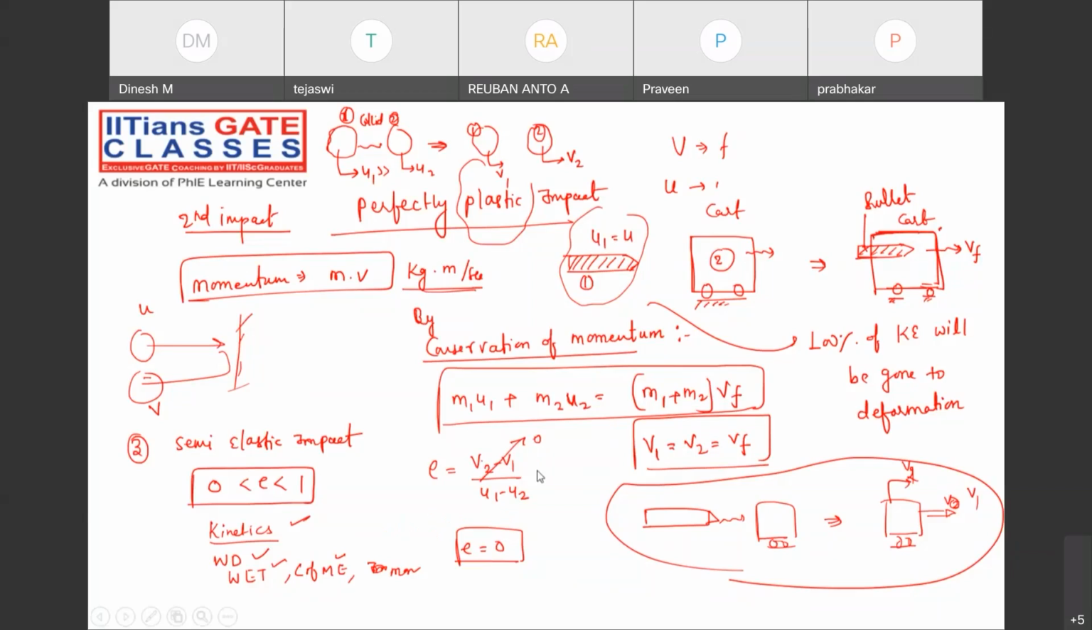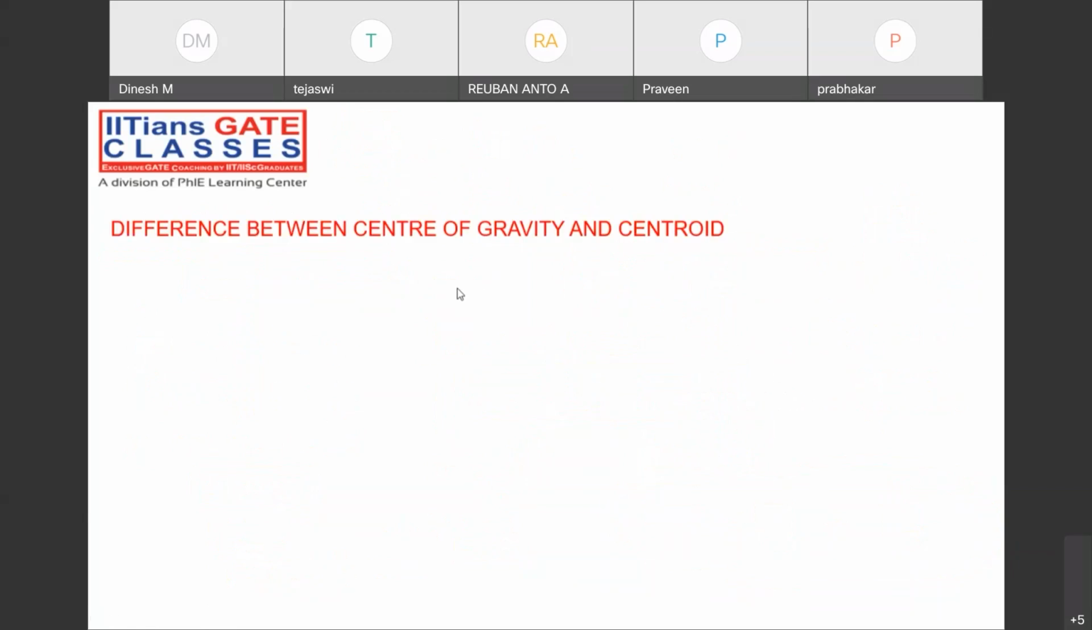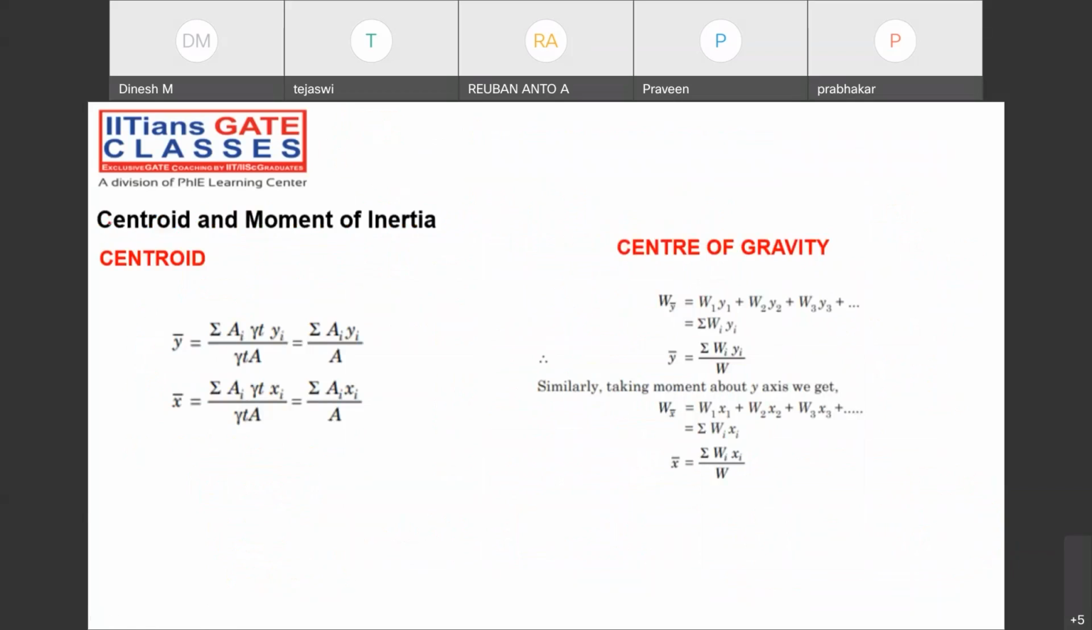Now the last topic, centroid and moment of inertia. Any object is there. What do you mean by the centroid and center of gravity, and what is the difference? What do you mean by centroid, center of gravity, and moment of inertia? We will just discuss the formula. Do not worry. That's it.